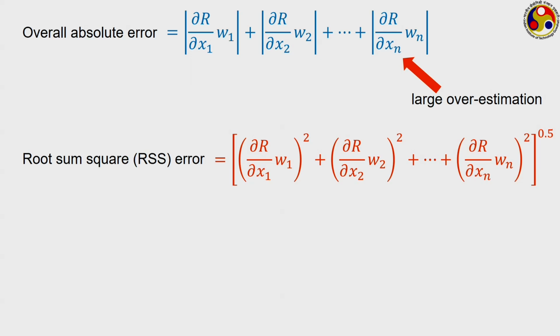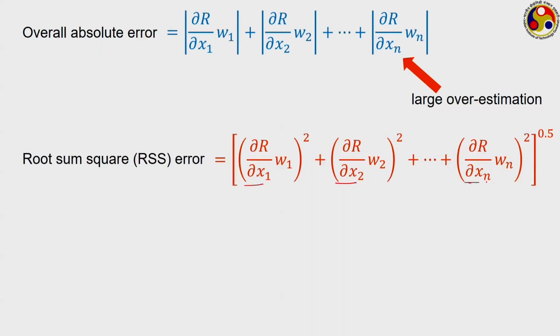So, whenever we are trying to calculate the error in any kind of final measurement, first we have to calculate the sensitivity of each of the inputs, like dou R dou x1, dou R dou x2, dou R dou xn. Then we have to multiply each of the sensitivities with the corresponding uncertainty, like dou R dou x1 multiplied by W1, dou R dou x2 multiplied by W2, etc. Then you have to get the square of all these products and add them together. Finally, we take the square root of this summation to get the final root sum square error, which is conventionally called the uncertainty in the final value of R.